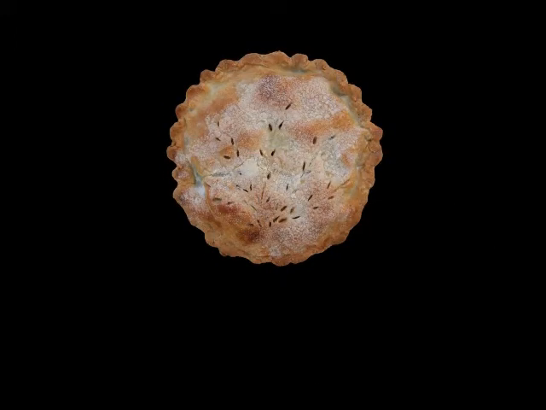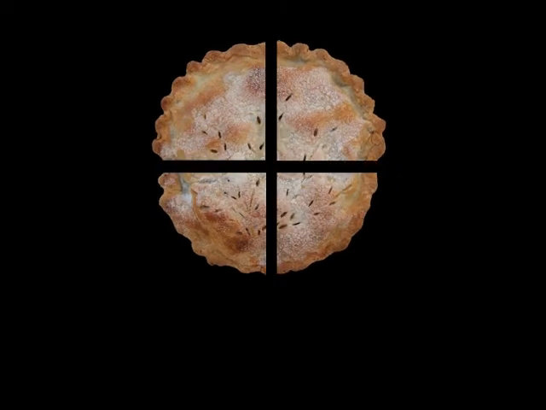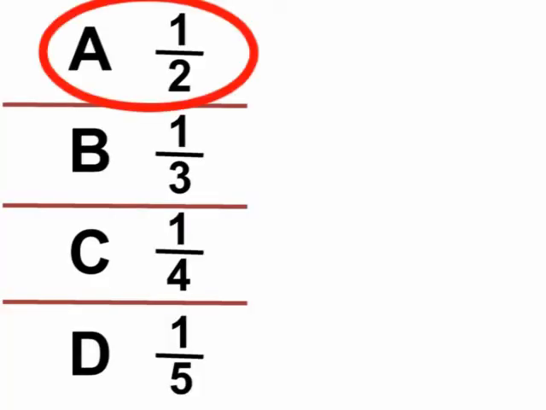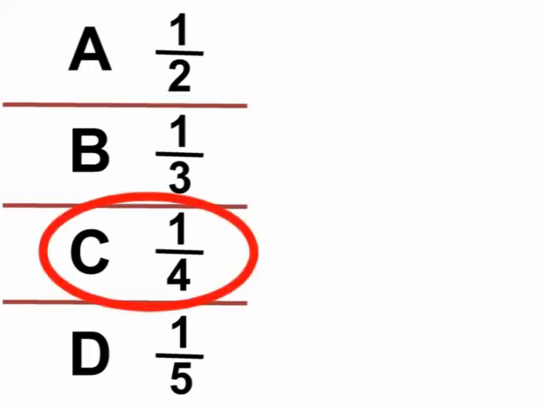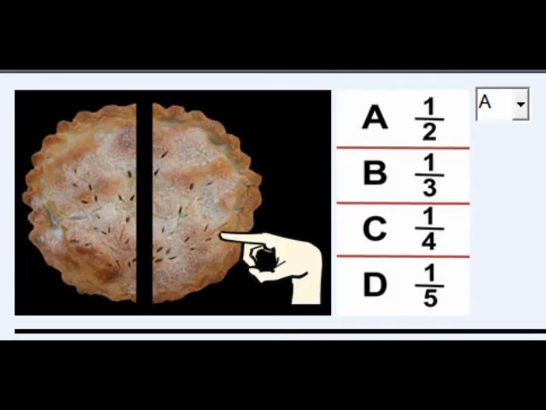Now it's time to do the question sets. Each question will show a picture of Mom's pie. It will be divided into halves, thirds, fourths, or fifths. Beside each picture is a column of letters. Letter A is for 1/2. Letter B is for 1/3. Letter C is for 1/4. And letter D is for 1/5. Beside these fractions is an answer box.